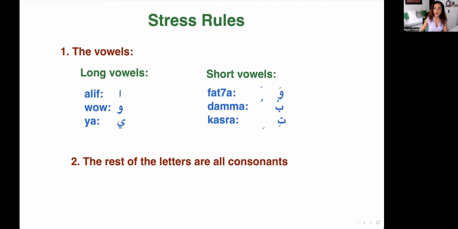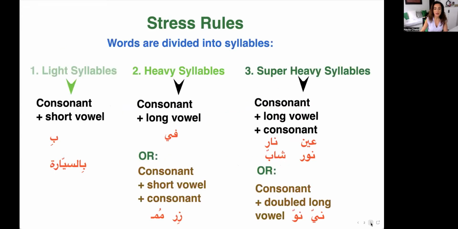So now that you know what are the vowels and what are the consonants, we'll move on to the stress rules. Words are divided into syllables. Okay, you have three types of syllables. You have light syllables, heavy syllables, and super heavy syllables. What does that mean? A light syllable is made out of a consonant followed by a short vowel. Remember what the short vowels were? Fatha, dhamma, kasra, a, u, i.